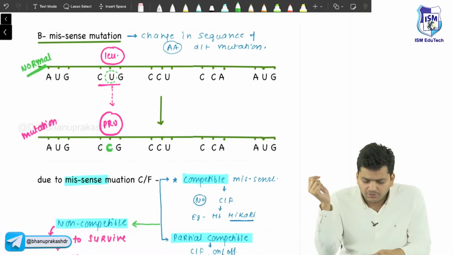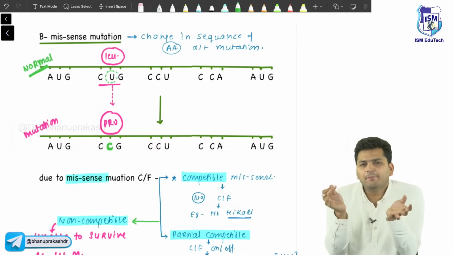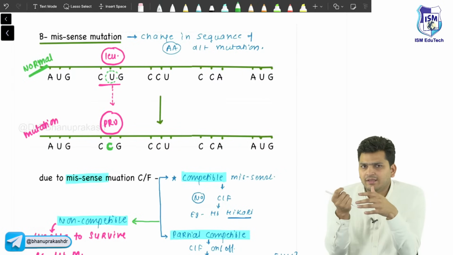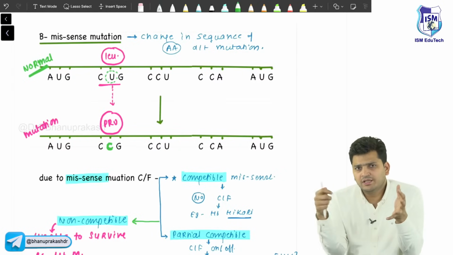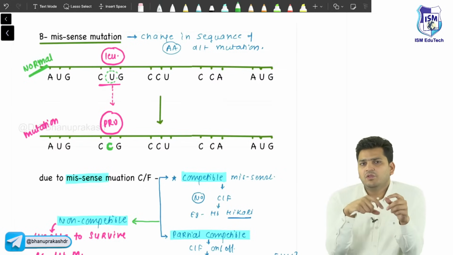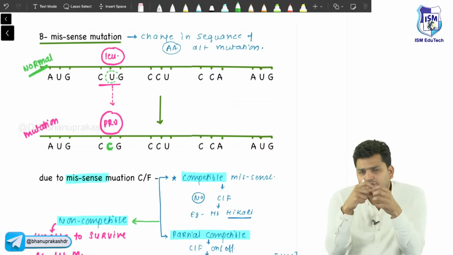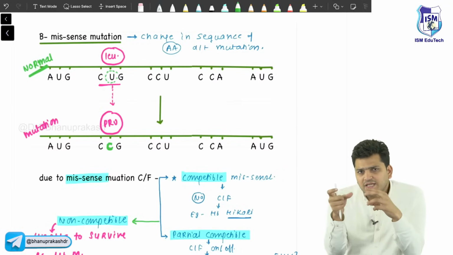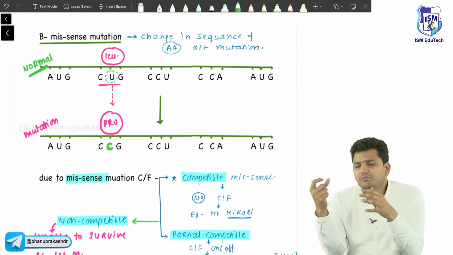Now coming to the missense mutation. What is a missense mutation? See, normally in the mRNA, if you make any change and that change is permanent, that is called a mutation. First, what is mutation? Any permanent change in the genetic information is called a mutation. Now, when you change the genetic information, ultimately when we make the protein, the change in the amino acid sequence will happen. And because of that, there will be some symptoms.